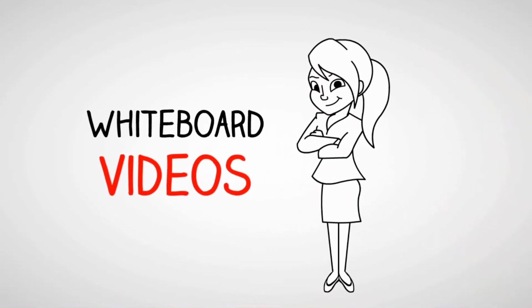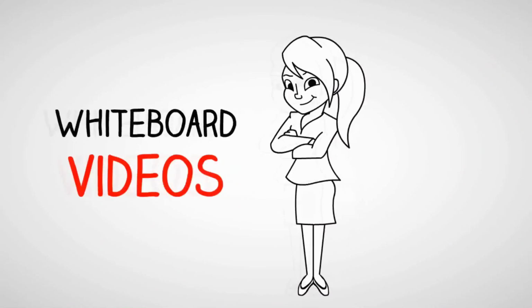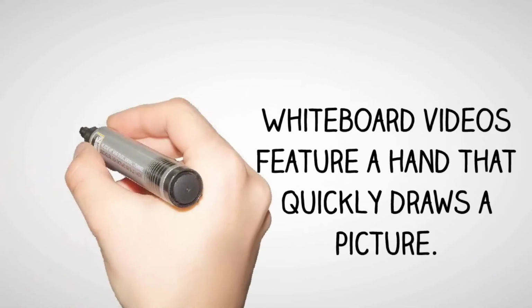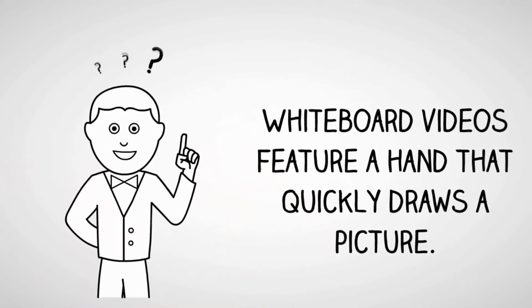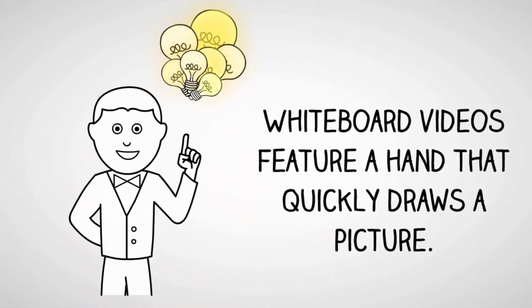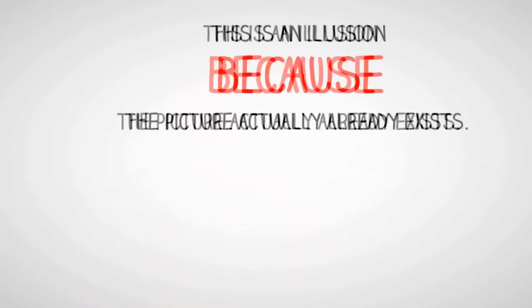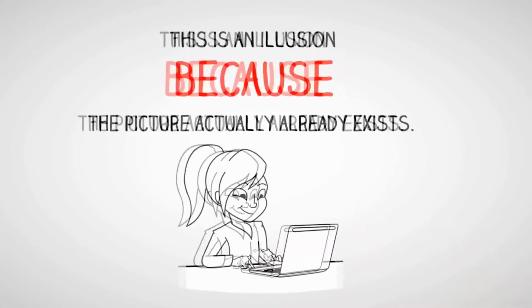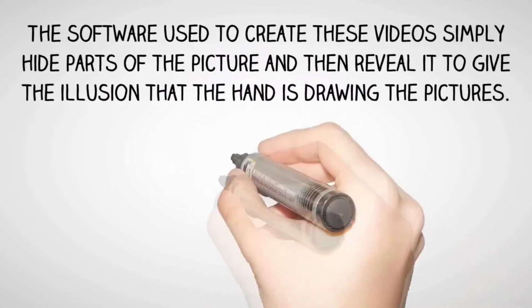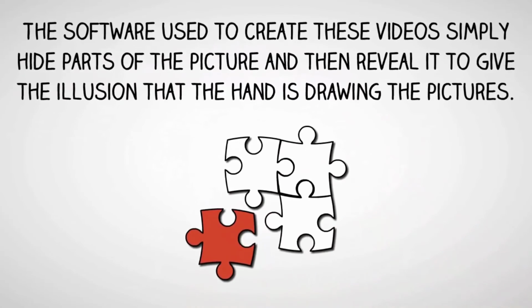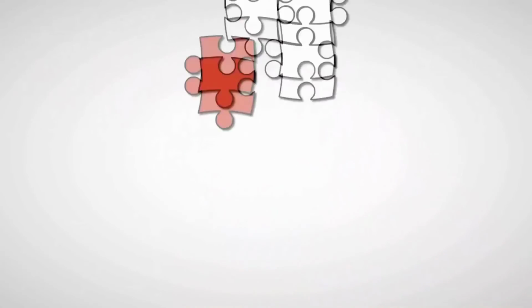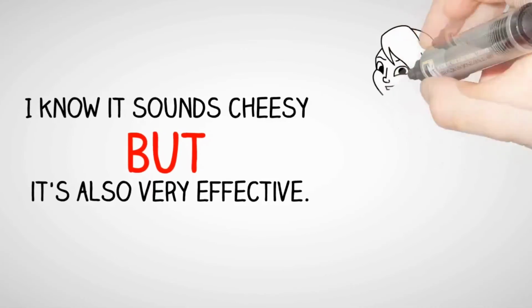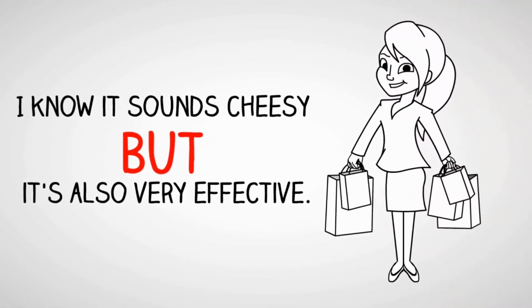Whiteboard videos. Whiteboard videos feature a hand that quickly draws a picture. This is an illusion because the picture actually already exists. The software used to create these videos simply hides parts of the picture and then reveals it to give the illusion that the hand is drawing the pictures. I know it sounds cheesy, but it's also very effective.